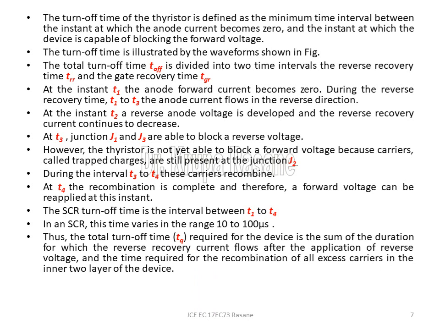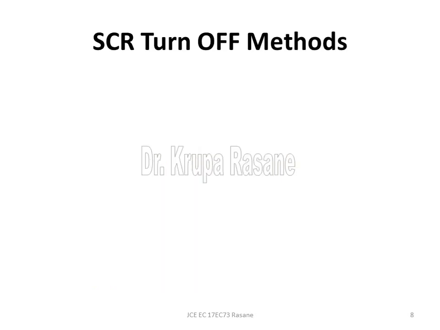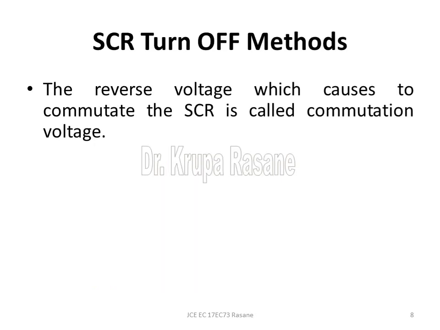Thus, the total turn-off time, which we can call the circuit turn-off time, TQ, that is required for the device, is the sum of the duration for which the reverse recovery current flows after the application of reverse voltage and the time required for the recombining of all the excess carriers in the inner two layers of the device. So we have been looking into the turn-off methods.